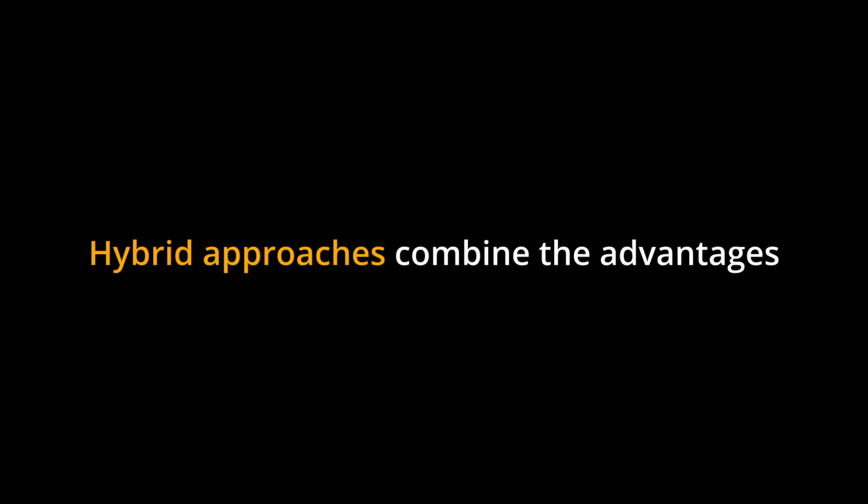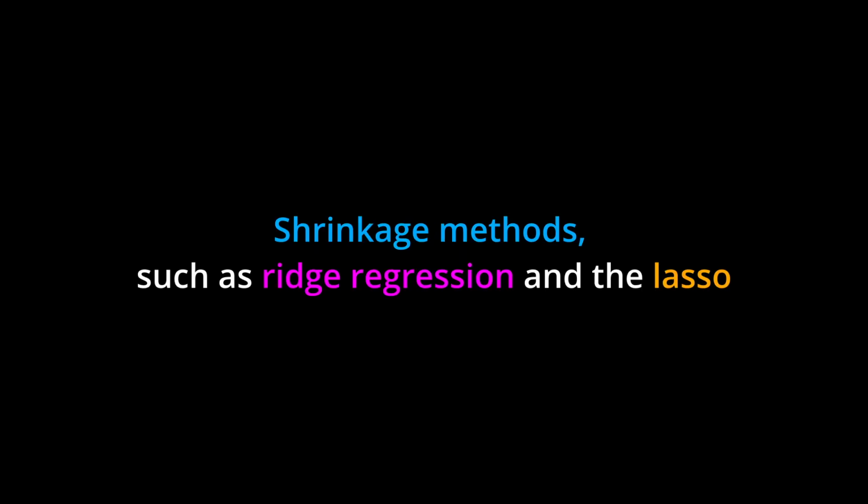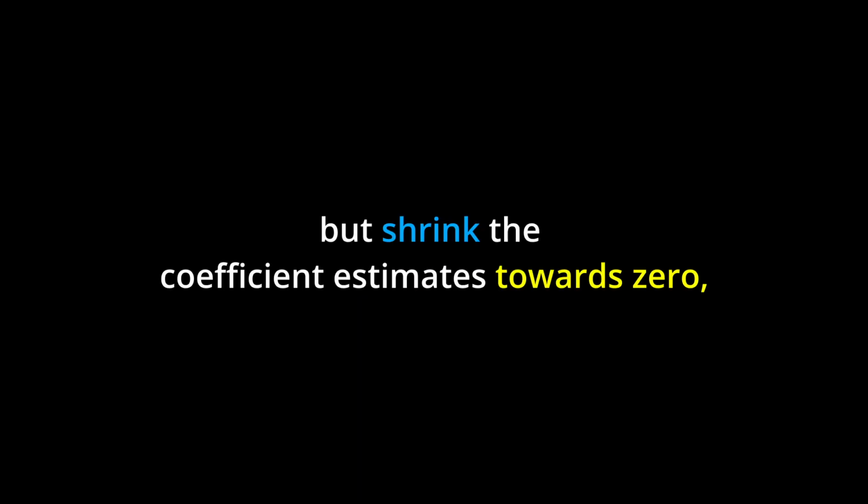Hybrid approaches combine the advantages of forward and backward stepwise selection by sequentially adding and removing predictors based on model fit improvement. Shrinkage methods, such as ridge regression and the Lasso, fit a model containing all predictors but shrink the coefficient estimates towards zero, reducing their variance.